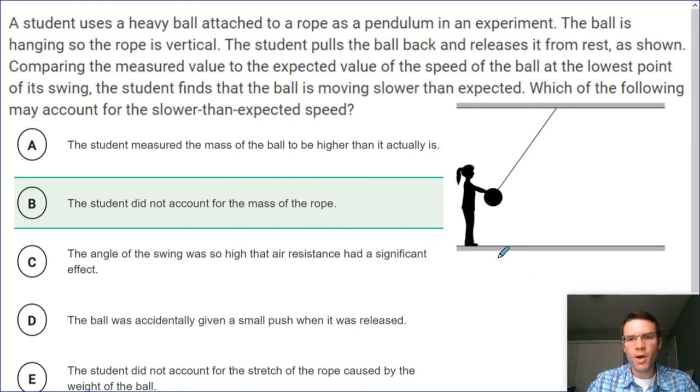A student uses a heavy ball. This would be a great question for a lab-based problem on the AP test. A heavy ball is attached to a rope in a pendulum experiment. The ball is hanging so the rope is vertical.